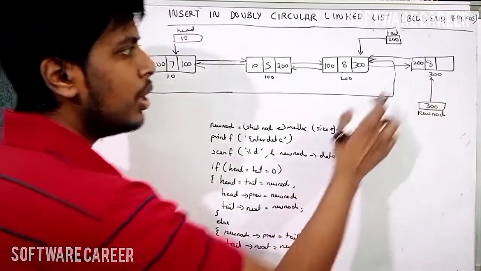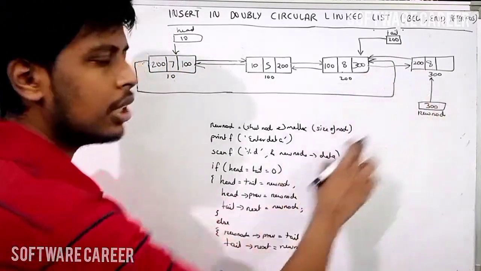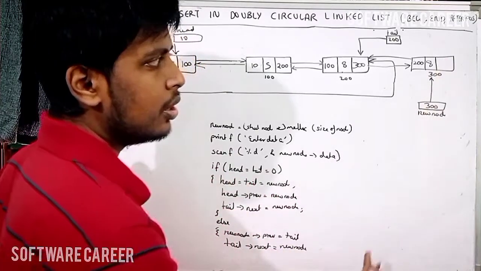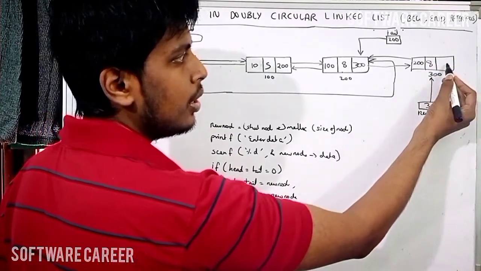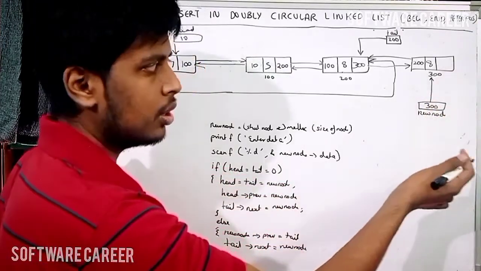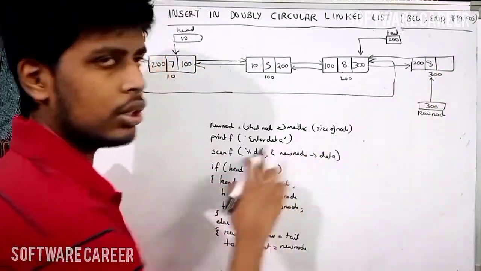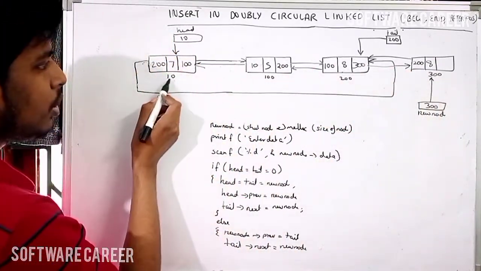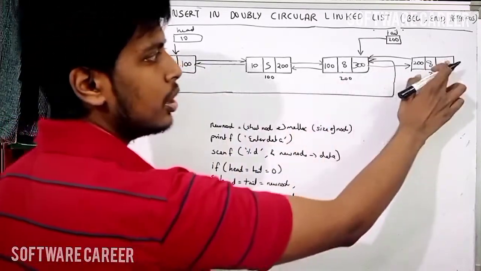Now you have created two links, backward and forward. Now you should make it circular. How to make? See here. In the next pointer of this last node, you should write the address of next node. Since this is circular, the next node of last node is first node. So address of first node is 10. You can get it from head pointer. Now 10 you should store here.